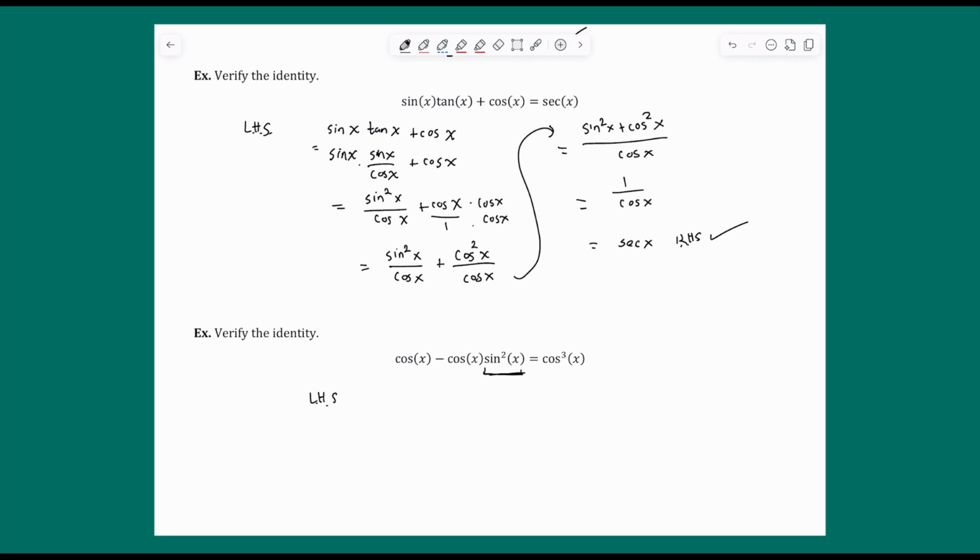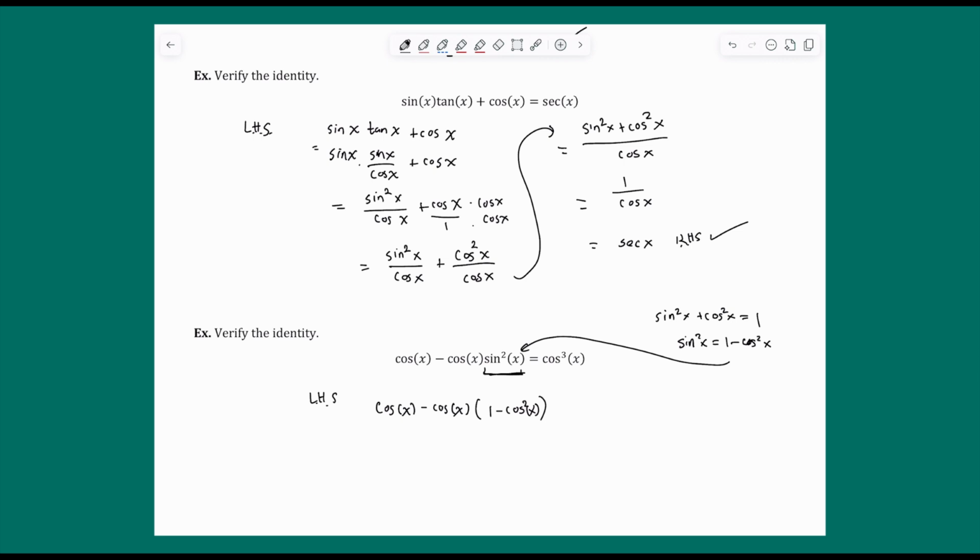And then I'm going to use the Pythagorean identity, because we know the Pythagorean identity says sine squared of x plus cosine squared of x equals 1. But I'm going to manipulate it, meaning I'm going to subtract cosine squared of x on both sides, so that we have sine squared of x equals 1 minus cosine squared of x. And then I'm going to replace that sine squared in our identity with 1 minus cosine squared of x. So we have cosine of x minus cosine of x times 1 minus cosine squared of x.